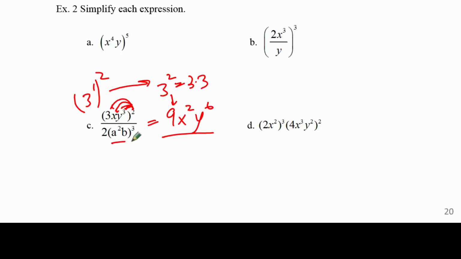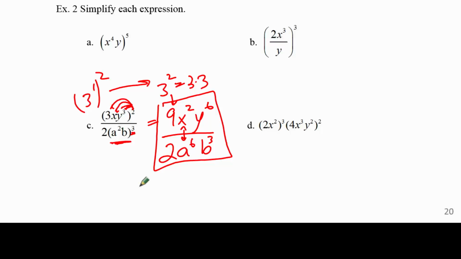And on the bottom, only the a squared b is being raised by the 3. So that 2 just chills there. And it becomes a to the 6, b to the third, and we are done. Now one of the things we're going to talk about in the next video is what happens when you have x's on top and bottom. Don't have that yet, but we're going to have to deal with that shortly.